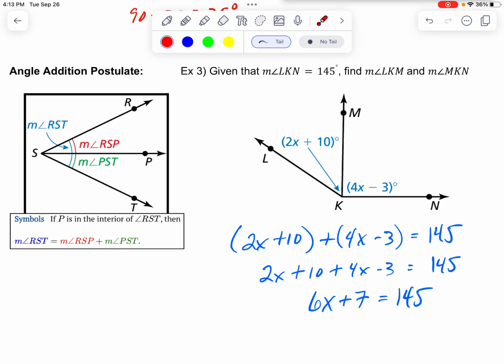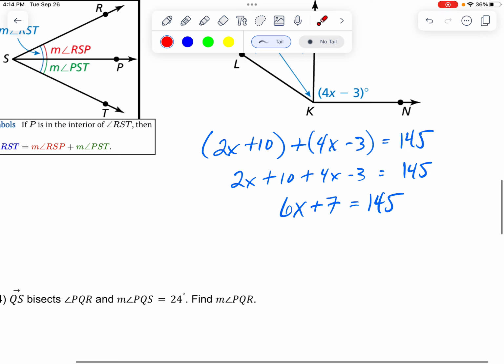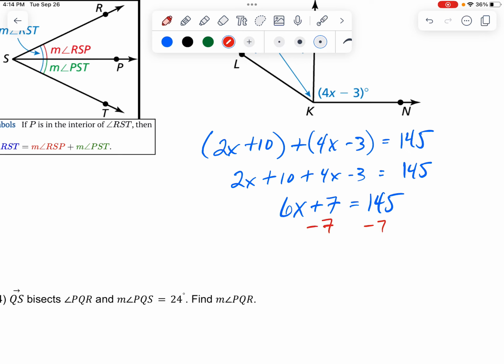All right, let's simplify by just combining the x terms, combining the numbers, and then go from there, because this looks like something that we've seen a lot already this year. And this is just a quick two-step equation. I'm going to subtract 7 from both sides. That leaves me with 6x equals 138. And then when we divide by 6 on both sides, we find that x equals 23.